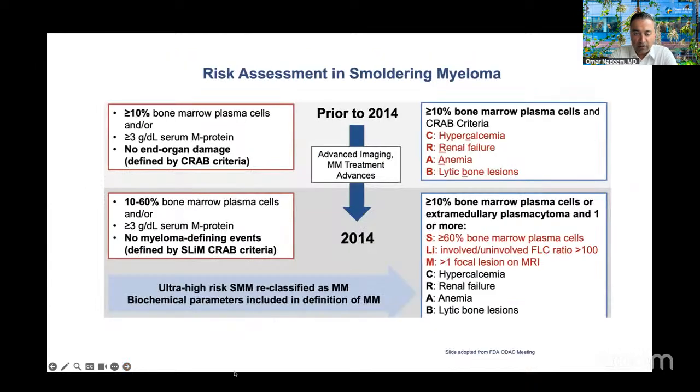But as I mentioned, the definition of smoldering myeloma, or definition of multiple myeloma, I should say, changed in 2014, because historically, based on the data I just showed you, some of those patients were classified as smoldering myeloma, but that changed in 2014, where they were bumped up to multiple myeloma. So if they have more than 60% plasma cells in the marrow, light chain ratio more than 100, or more than one lesion on MRI, we no longer call those patients smoldering myeloma, even though they were asymptomatic. So with that change in definition, we have to rethink what we call high-risk smoldering myeloma compared to the patients that may have potentially low-risk smoldering myeloma.